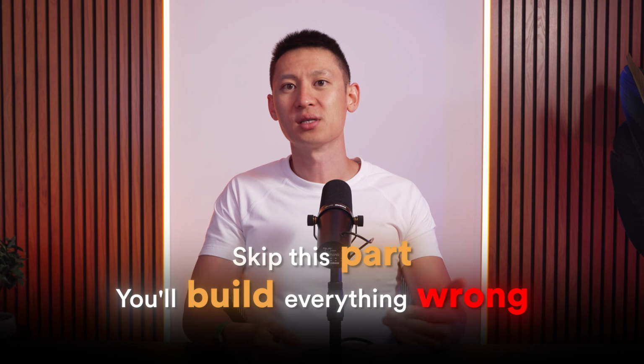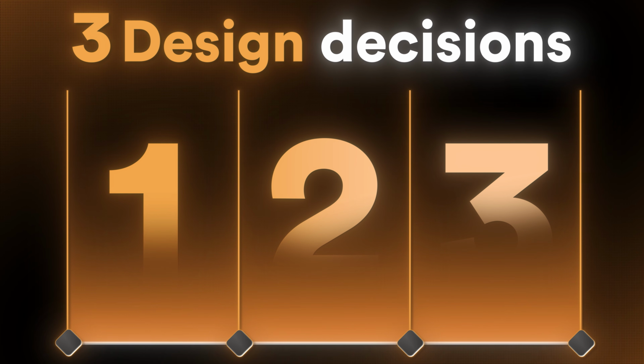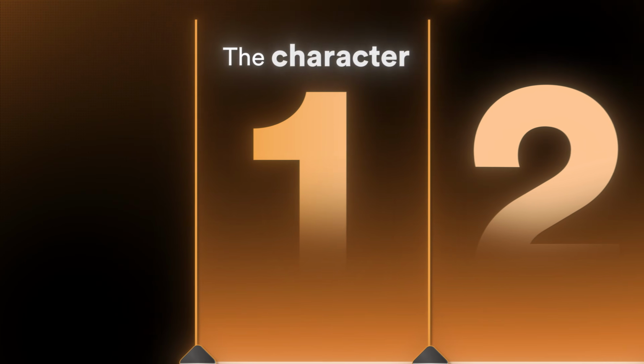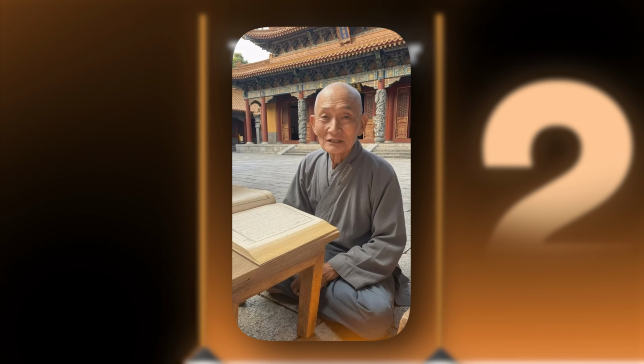The reason why this account works almost has nothing to do with the AI tools themselves. It works because of 3 very specific design decisions. And once you see them, you never look at these accounts ever the same again. Decision number 1, the character itself. Look at this guy. Old, bald, Asian, calm, slow speech. Probably me in 70 years, right? Yeah, a robe, a beard.